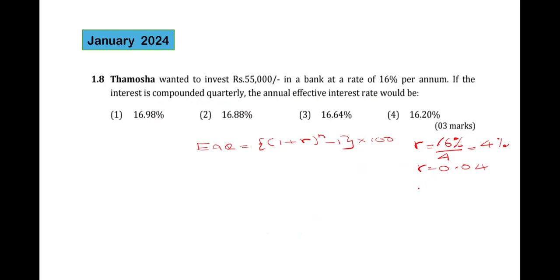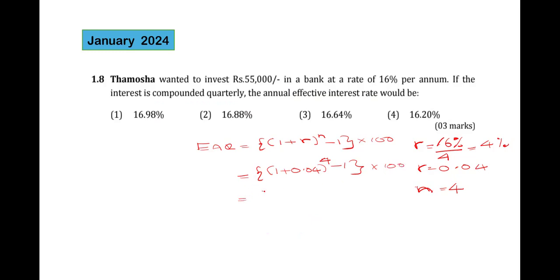Then N here is also 4, the number of quarters per annum. If you use this one, you can get the values like this: R equals 0.04, N equals 4. Now, 1 plus 0.04 to the power N, also 4, minus 1, multiplied by 100.